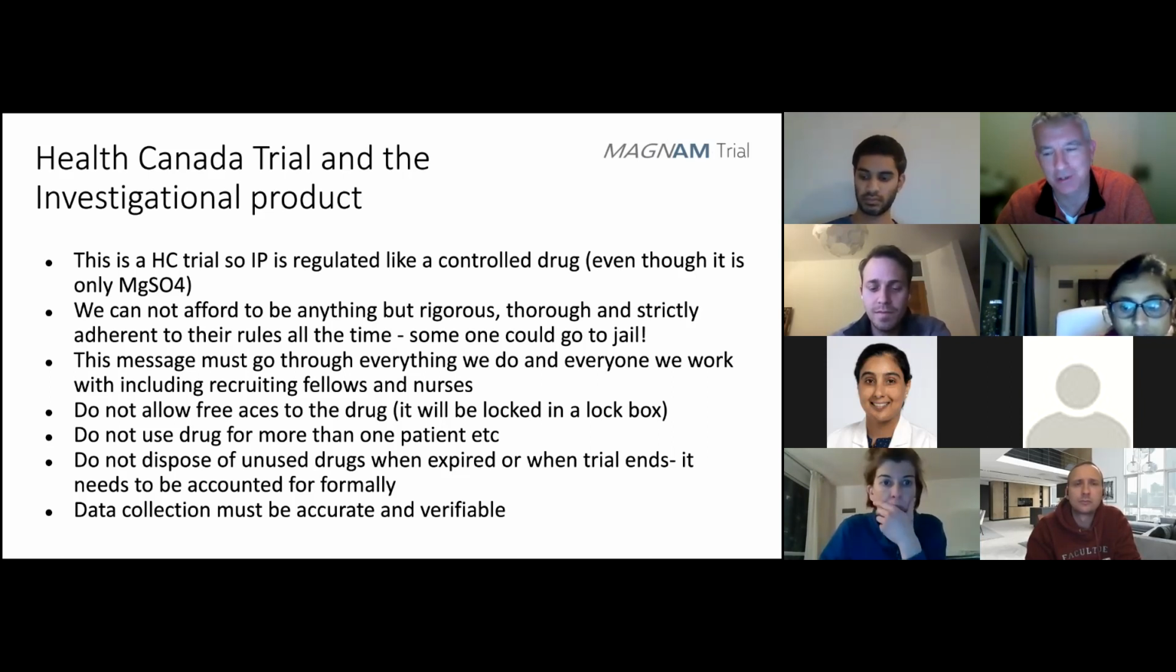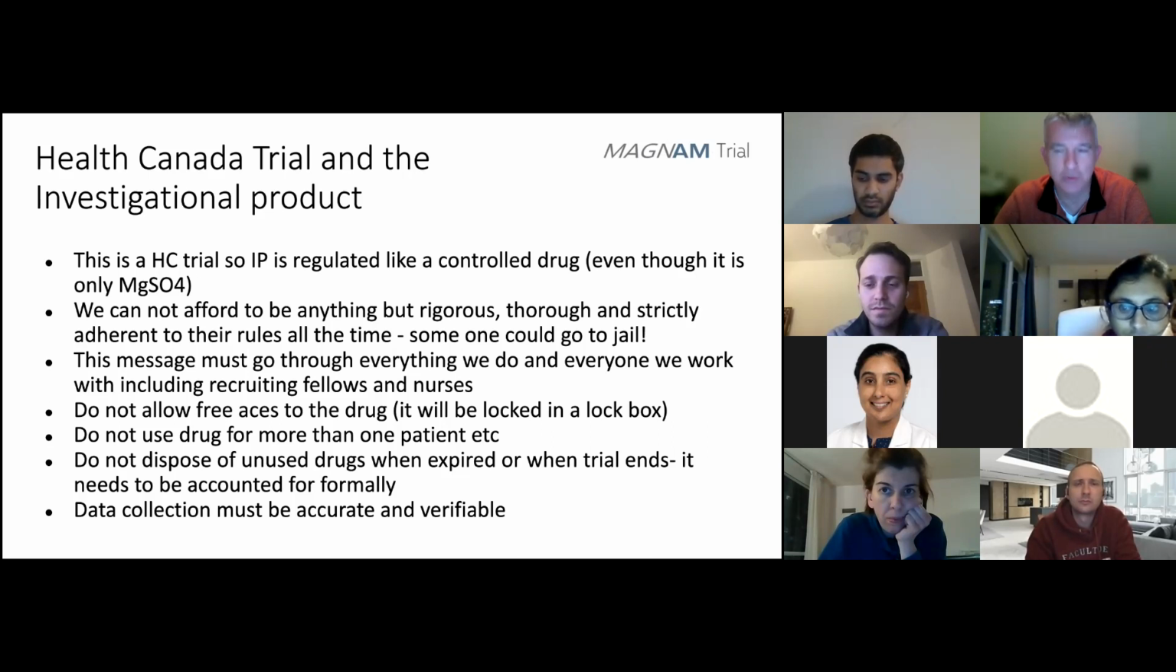I make the point there, and it's actually not a joke. Ultimately, PIs, that's me, can go to jail for offences to this, because this is against the law of the land. That's just to emphasize the severity. So we need to do this well, be thorough and rigorous. We don't do anything with the drug we shouldn't do.